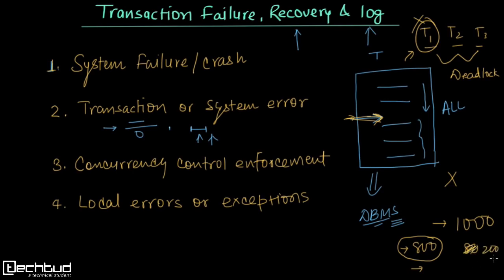Now, when the balance is 200 and I am trying to withdraw an amount of 800, of course this will throw an error, right? This kind of error comes under local error or exception. So these four are the main reasons, and these are well recoverable. We can recover these errors, but we also have something called hard disk failure.